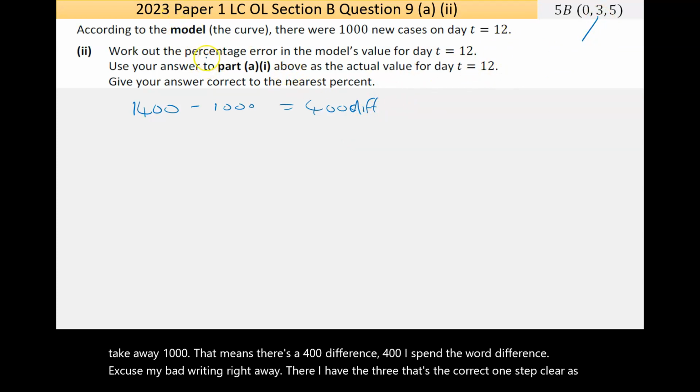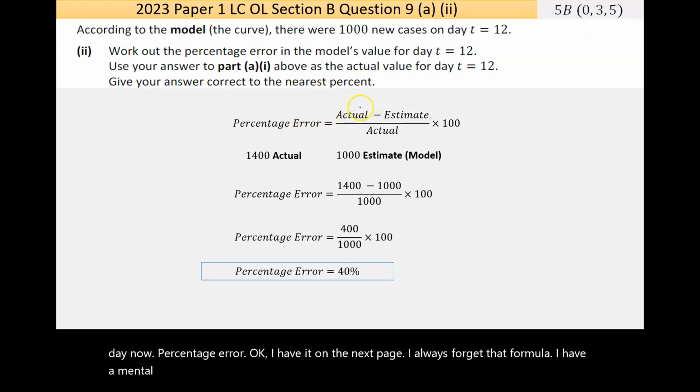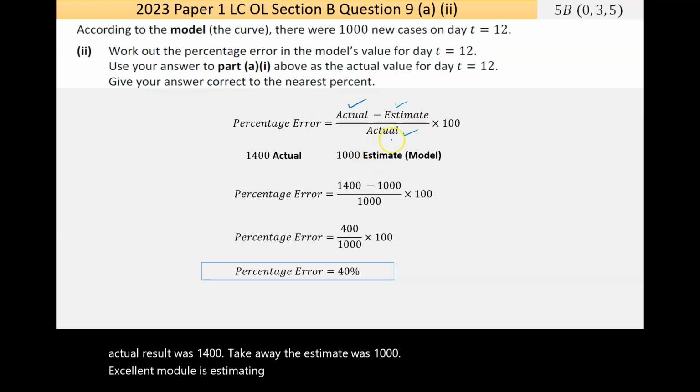Now, percentage error, okay, I have it done on the next page. I always forget that formula. I have a mental block for it. It's the actual result, take away the estimate, over the actual. Okay, so the actual result was 1400, take away the estimate was 1,000, because the model is estimating, okay. And then divide by the actual, which is, this calculation doesn't seem right.